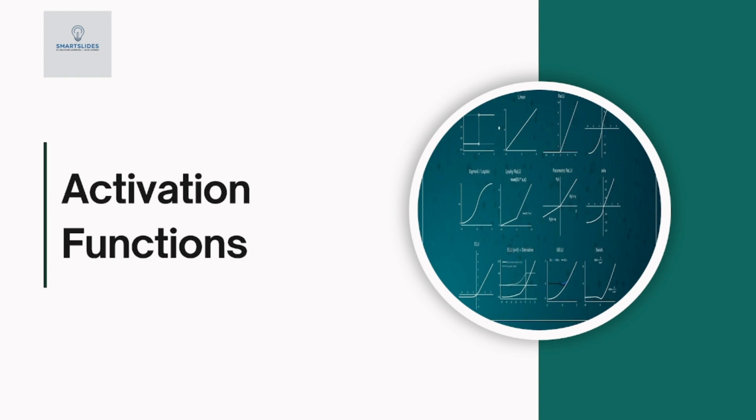These might sound technical, but they're basically the magic that allows a neural network to make sense of complex data and solve real-world problems. Let's break it down.